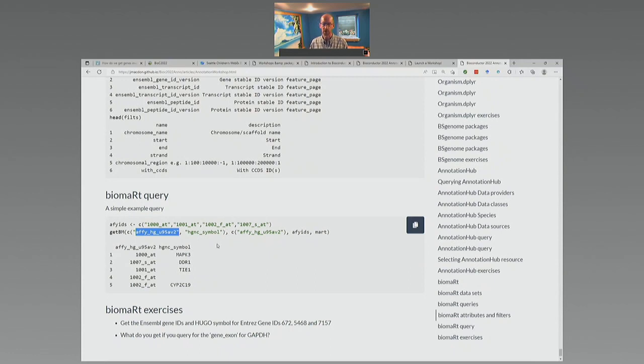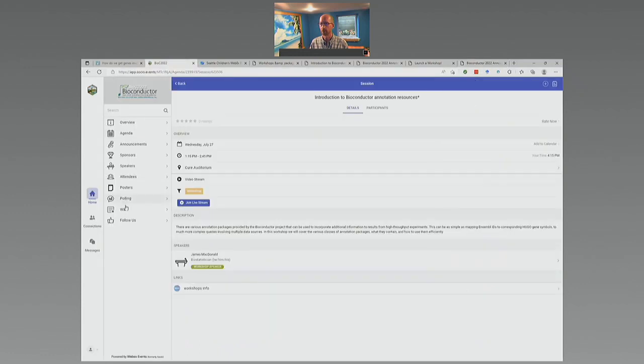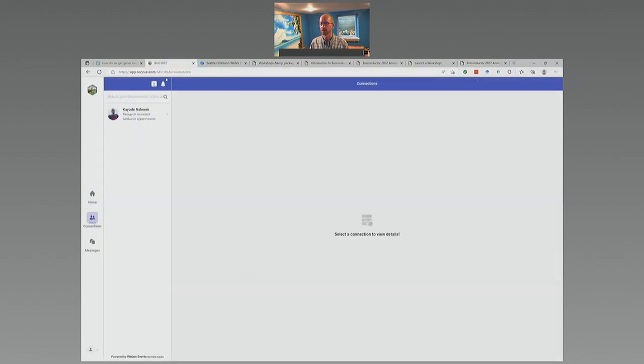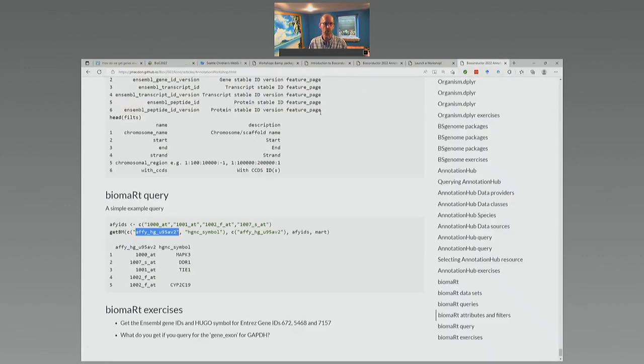On the main website, what do they call it? It's the meet people or something. Connections. You can send me a connection and ask me a question. We can do that. Or you can ask questions on the support site. I'm usually on there answering questions. So does anybody have any other questions for now?